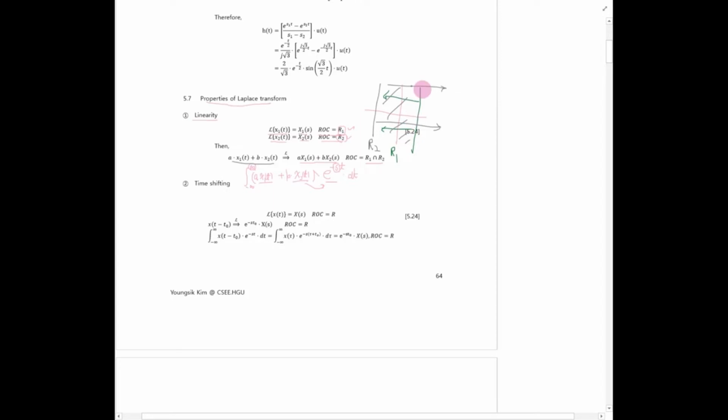At this moment, R1 is left-sided. So for the R1 signal, the left-sided one, these limitations come from the requirement that as t goes to minus infinity, it should converge in that area. And the R2 case is the right-sided area. In this case, the right-sided signal should converge as time goes to infinity. That's the reason. So to satisfy both conditions, we need to take the intersection of them.